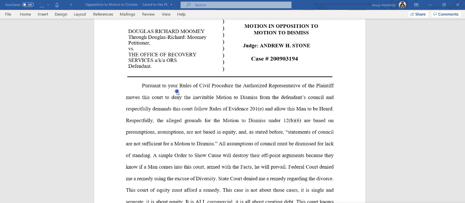Pursuant to your rules of civil procedure, the authorized representative of the plaintiff moves this court to deny the inevitable motion to dismiss from the defendant's counsel and respectfully demands that this court follow Rules of Evidence 201E and allow this man to be heard. So, what is Rules of Evidence 201E?